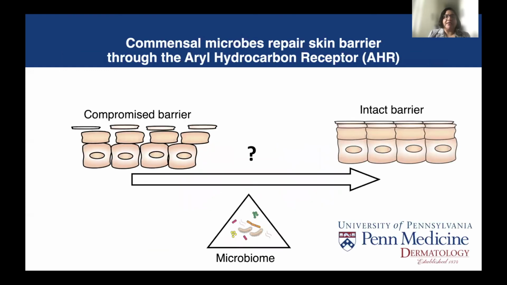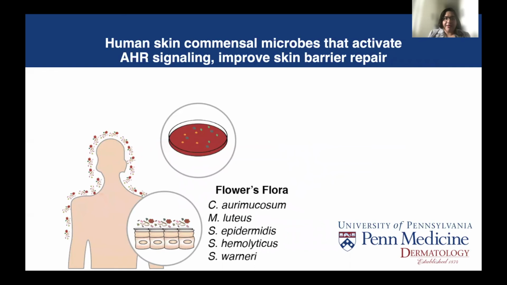We found that this activity was by regulating the aryl hydrocarbon receptor, which is a xenobiotic sensor that recognizes several environmental signals. Finally, we found that by using a synthetic community of commensal microbes isolated from healthy human skin, we could improve barrier repair function in germ-free mice and models of skin barrier disruption. This activity was dependent on the aryl hydrocarbon receptor signaling pathway.